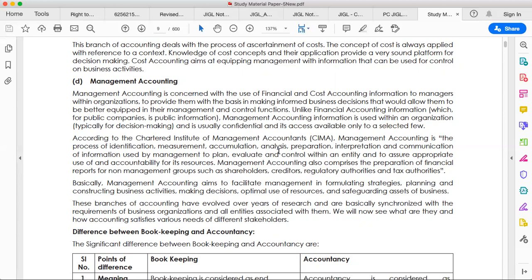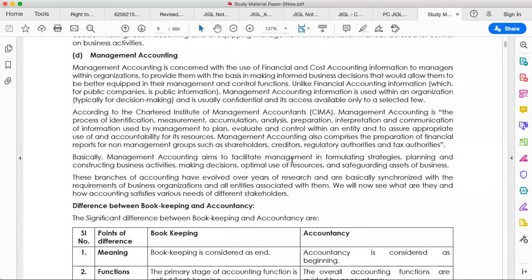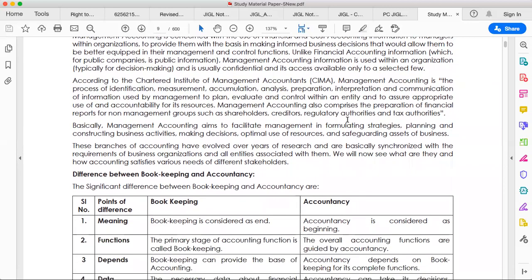To get optimum use of the resources, you need all this data. From financial accounting you won't get optimum utilization, but from cost and management accounting you'll know whether you are using resources in the best manner or not. Management accounting also comprises the preparation of financial reports for non-management groups such as shareholders, creditors, etc. Okay, so this information is also used for preparing your final balance sheets.